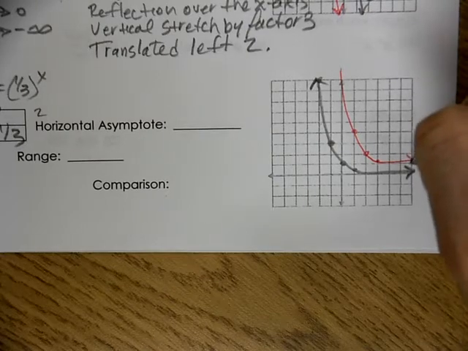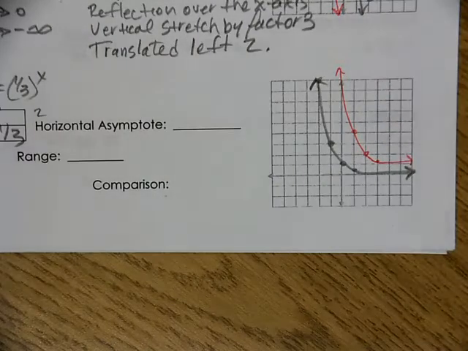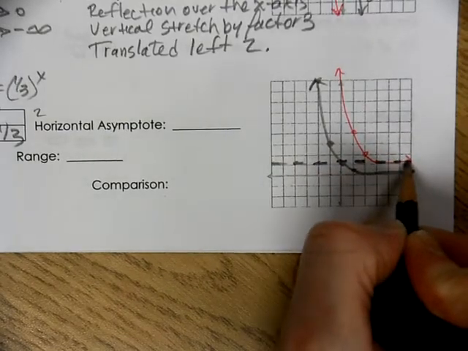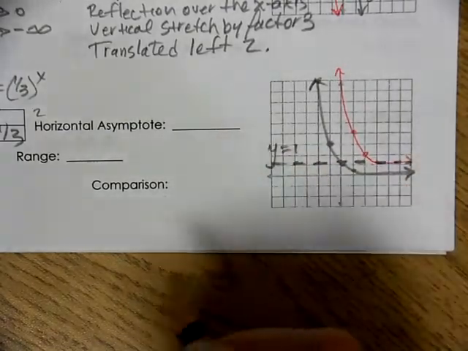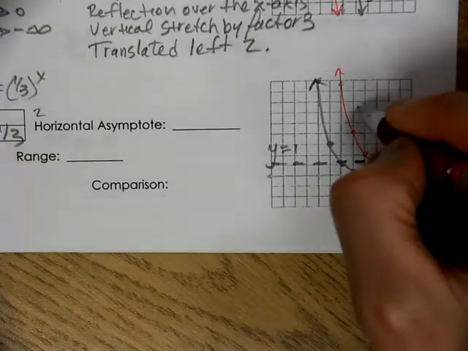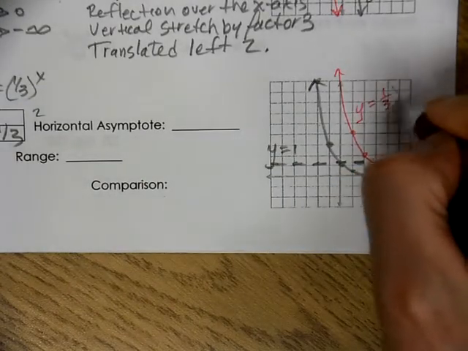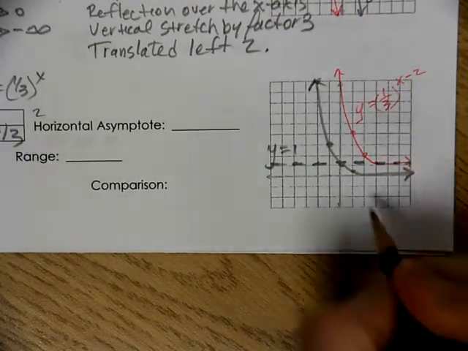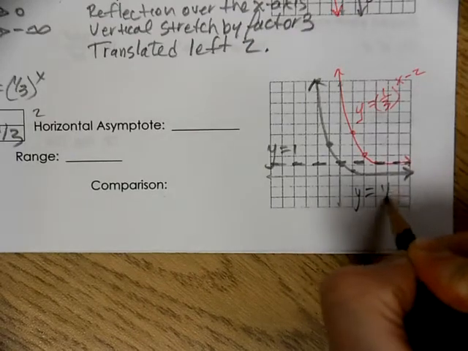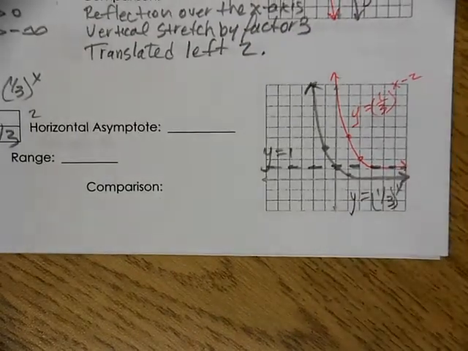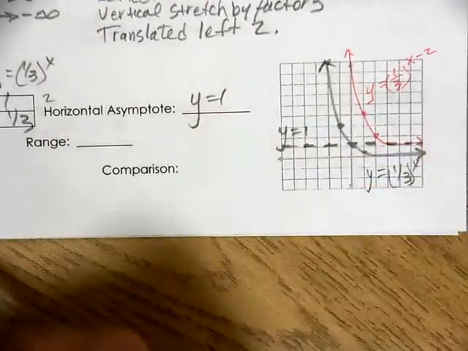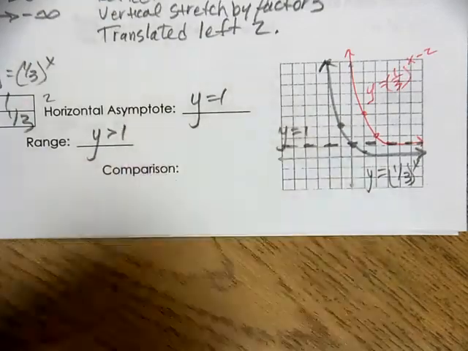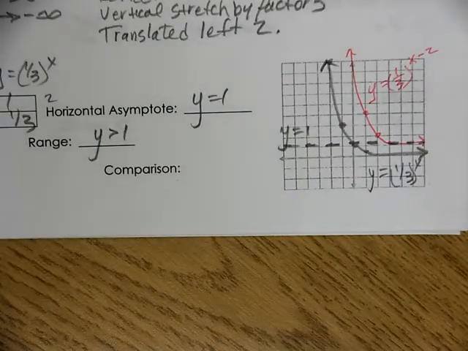That gives us a horizontal asymptote at the k value, which is y equals 1. We have an equation of y equals 1/3 to the x minus 2, and our original graph was 1/3 to the x power. Our range is greater than our k value, which is greater than 1.